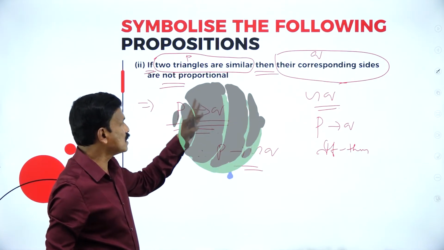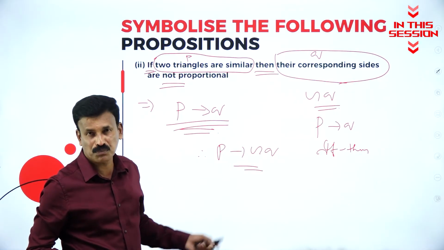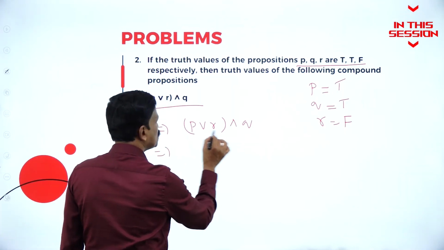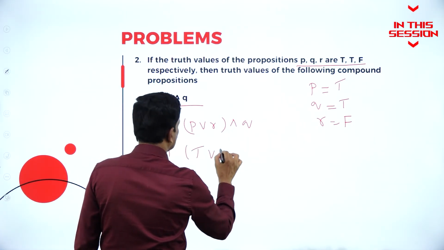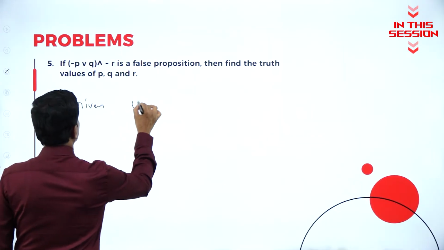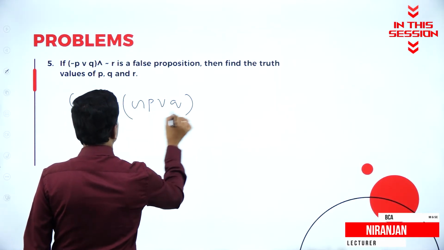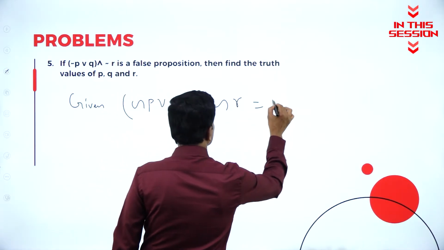If two triangles are similar, then their corresponding sides are not proportional. P conditional to negation Q. Write down the values. What is P? P is nothing but true. Disjunction. R is nothing but false. Conjunction. Q is nothing but true. Negation of P, disjunction, Q, conjunction, negation R is a false statement.